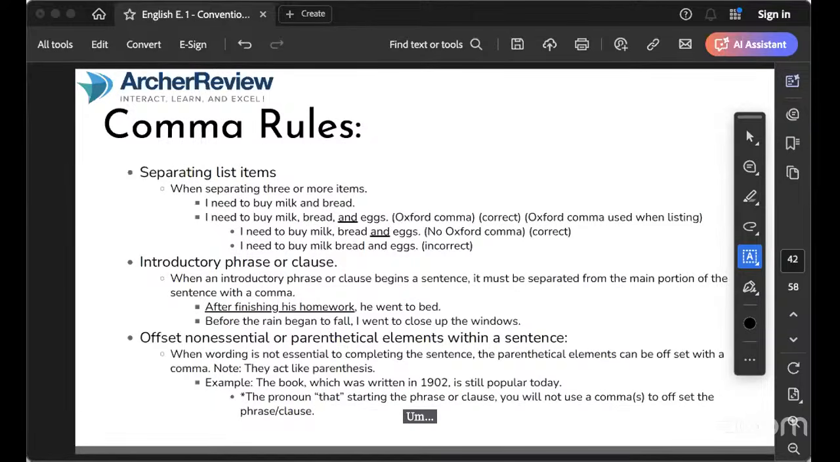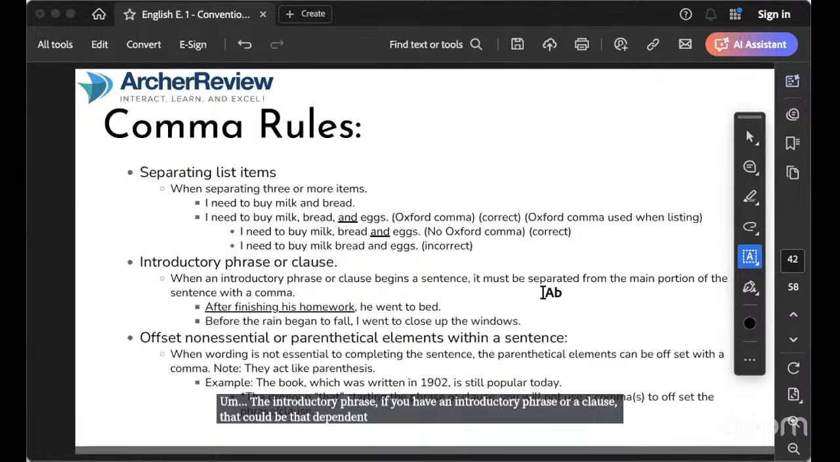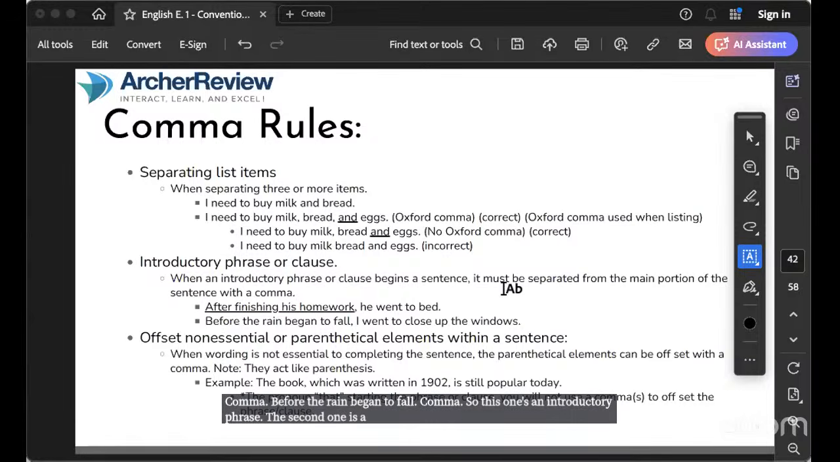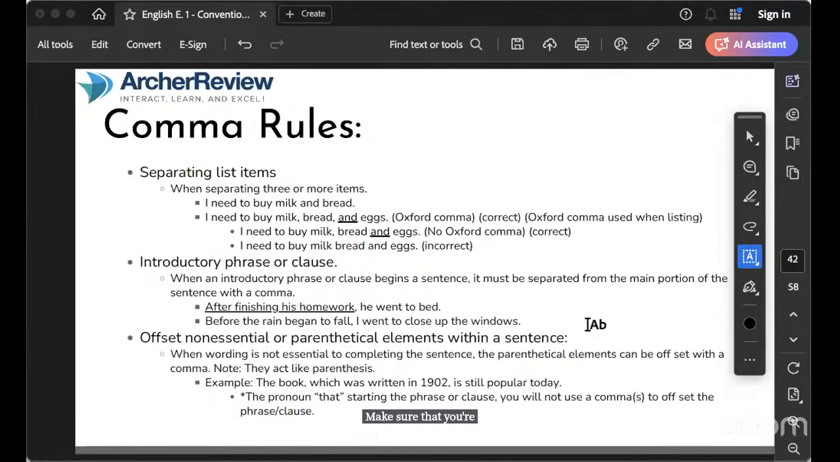The introductory phrase. If you have an introductory phrase or clause, that could be that dependent clause, make sure you're putting the comma after finishing his homework, comma. Before the rain began to fall, comma. So this one's an introductory phrase. The second one is a dependent clause. So if you have those introductory phrases or dependent clauses at the beginning of your sentences, make sure that you're separating it with that comma.